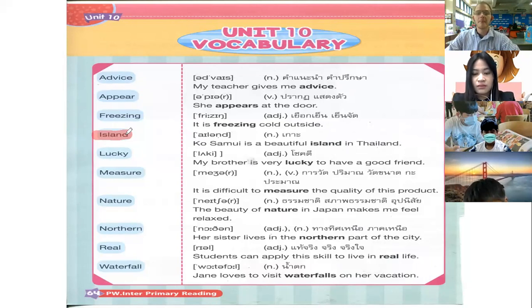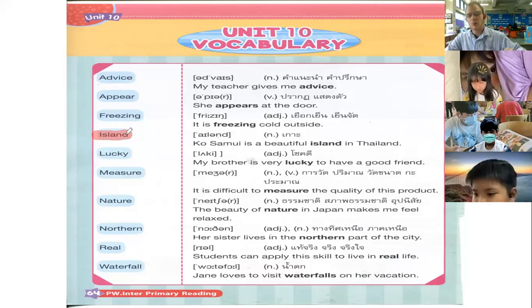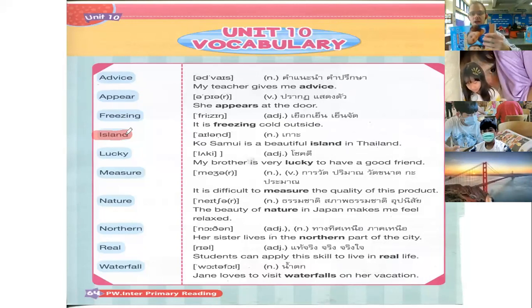The next one is measure. Excellent, excellent. So measure, we use measure usually when we work with a ruler. Measure how long the book is. We use our ruler to measure. You can also say that it's difficult to measure the quality of this product, meaning it's difficult to see how good this product is.